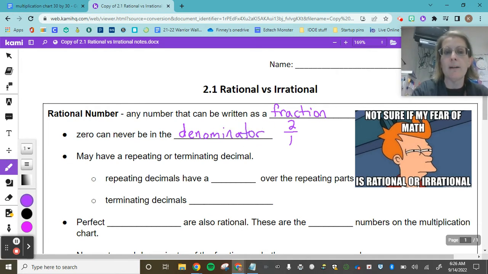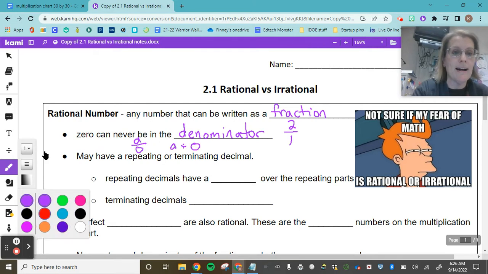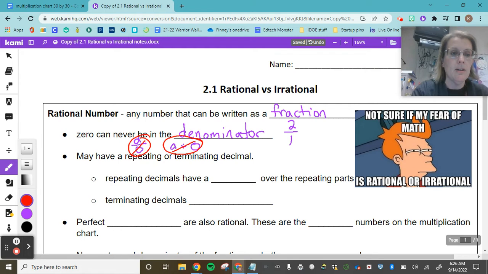You are not allowed to divide by 0 in math. So it couldn't be any number over 0, or any number divided by 0. You are not allowed to do those things in math. You can do 0 divided by a number, so it is okay to turn them around the other way. So you can do 0 divided by something. That one's all right. But you cannot do a number divided by 0.